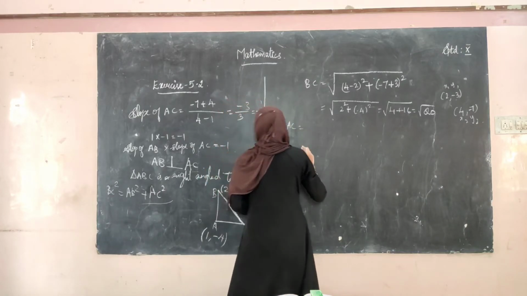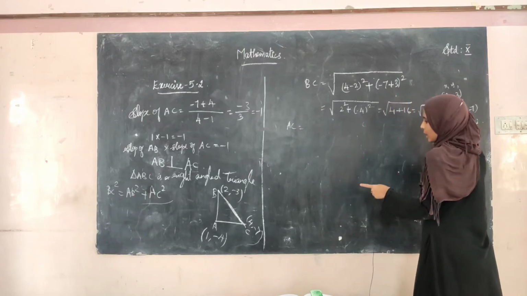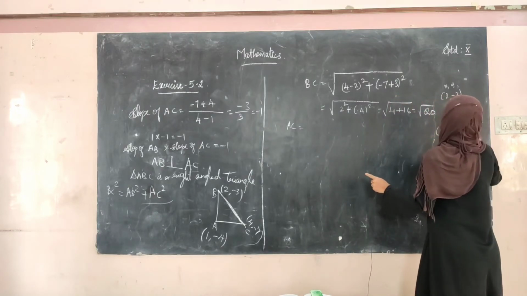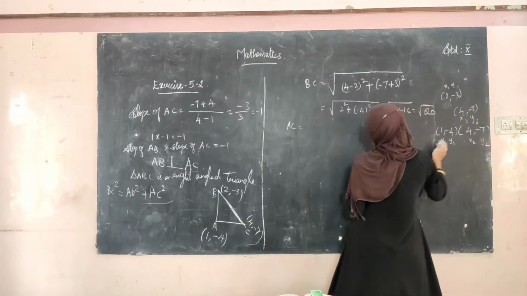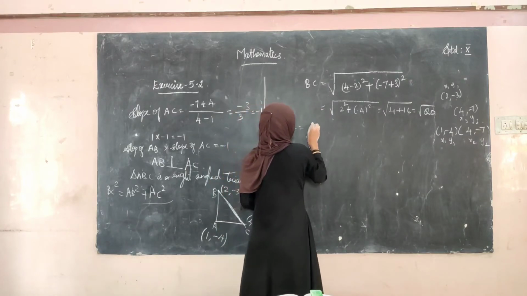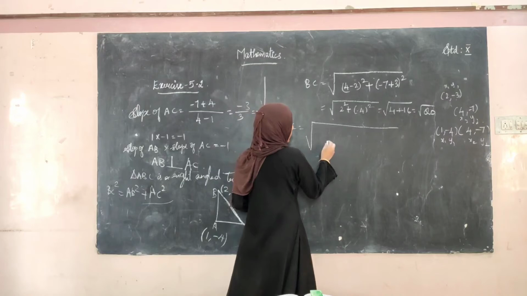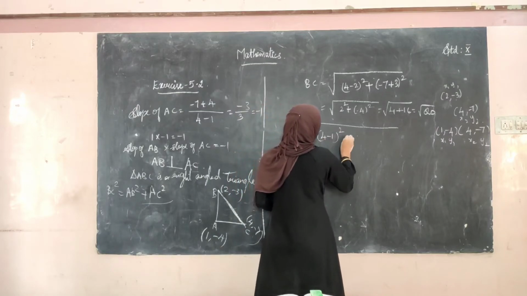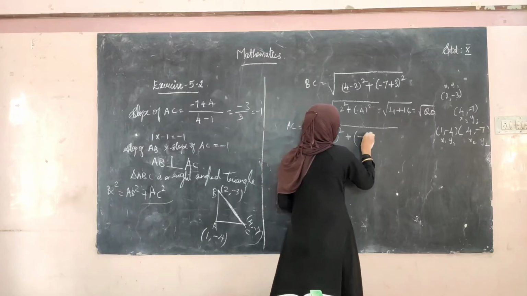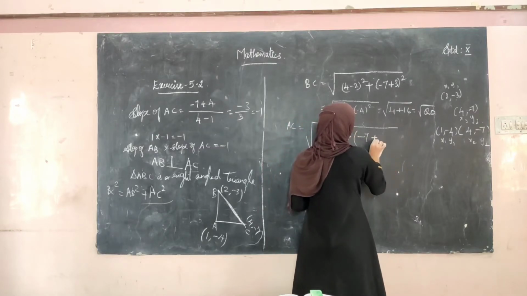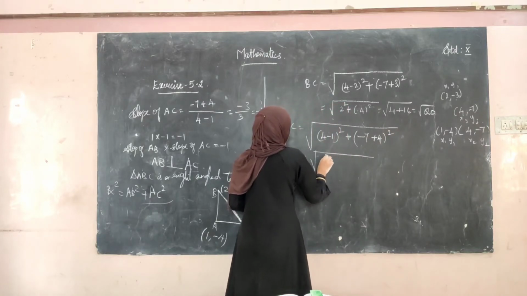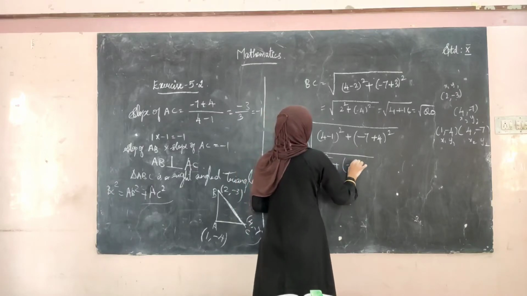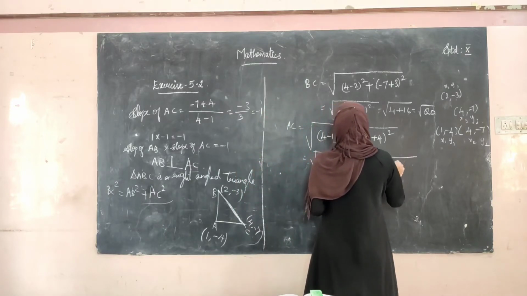Now shall we find AC? What are the points? A is 1 comma -4, C is 4 comma -7. Here you have to take this as x1, y1, x2, y2. AC is equal to square root of x2 minus x1, that is 4 minus 1 the whole square, plus y2 minus y1, where y2 is -7 minus y1 which is -4, so it becomes plus 4, the whole square. That is square root of 3 square plus -3 square, which is equal to square root of 9 plus 9, equal to square root of 18.